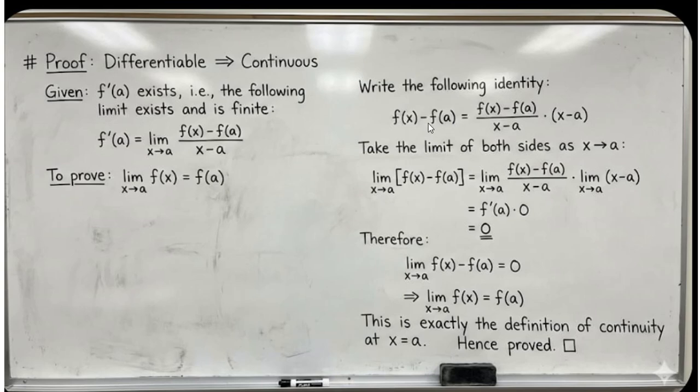First, we take this identity: f of x minus f of a is equal to f of x minus f of a divided by x minus a, into x minus a. If you take the limit on both sides as x tends to a, this quantity becomes f dash of a, and this becomes 0. Ultimately, the limit of f of x as x tends to a is equal to f of a. This is the definition of continuity. Hence, a differentiable function is continuous; this is what we can easily prove.